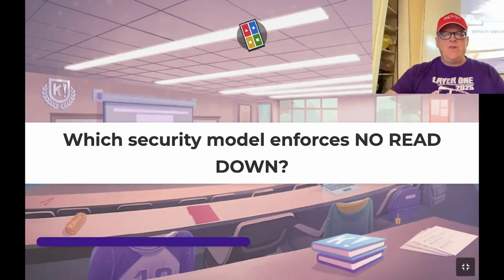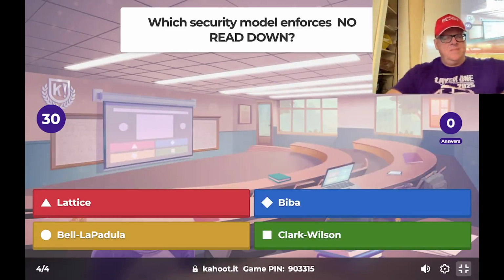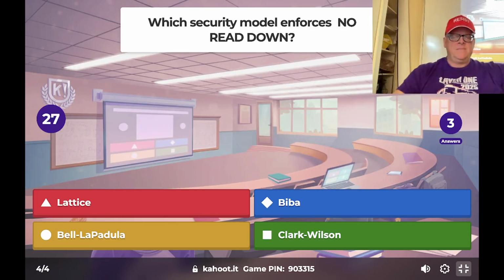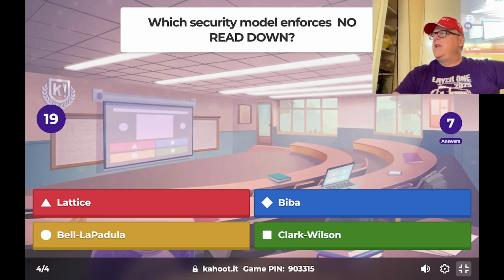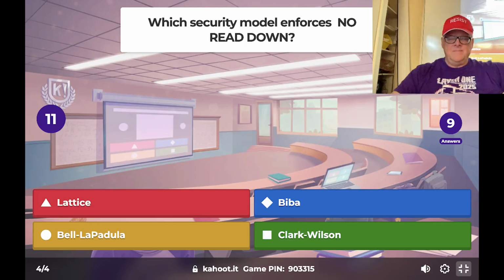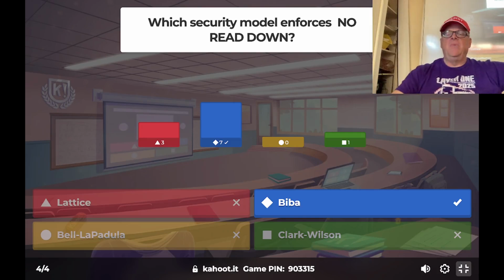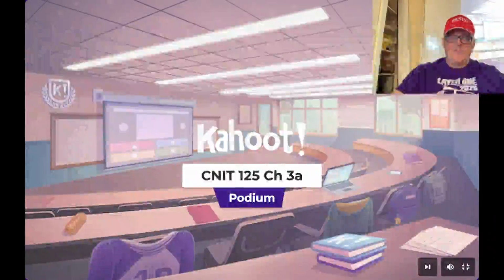All right, which model enforces no read down? Yeah, Joe, it's lattice. Lattice does alpha, beta, gamma. That's the Biba model, the second one that gives you integrity. All right, good.